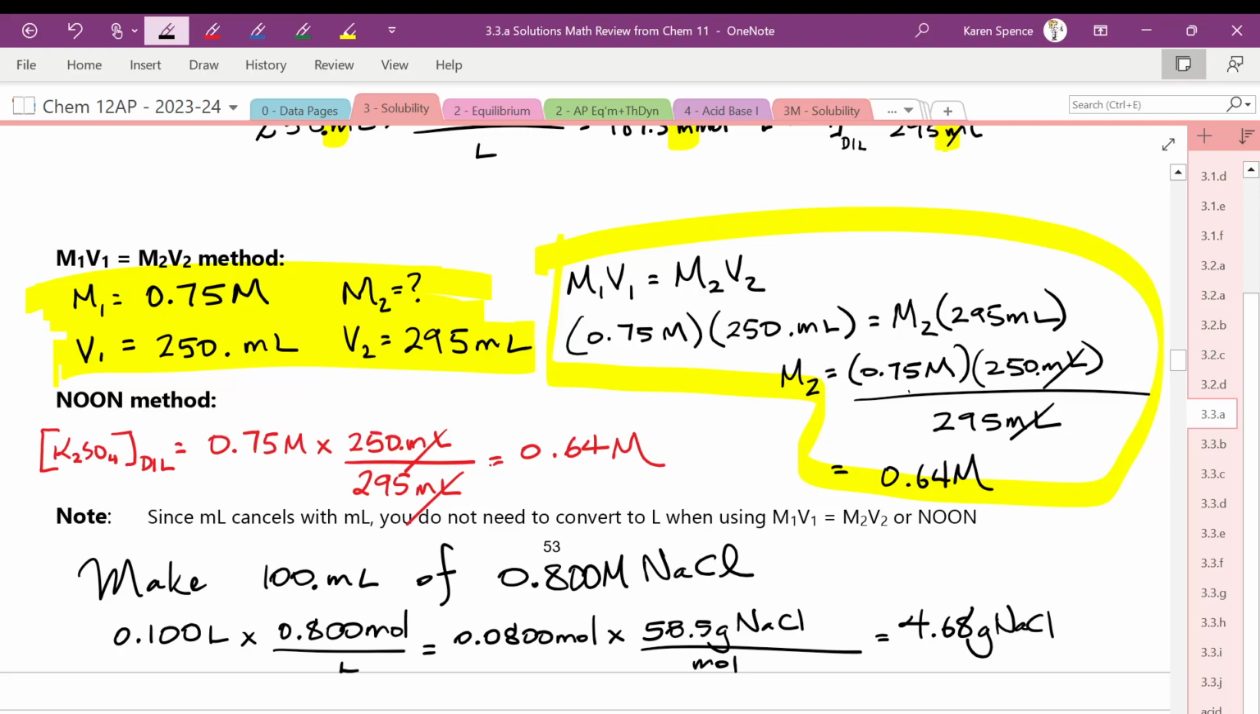Did you get 4.68 grams of sodium chloride? Okay, because you don't have a starting solution, so you're not doing a dilution. You have to start with solid sodium chloride, which means you need a mass. I would like you to go and get any equipment you think you would need to make this solution. Go get it. Okay, let's go.